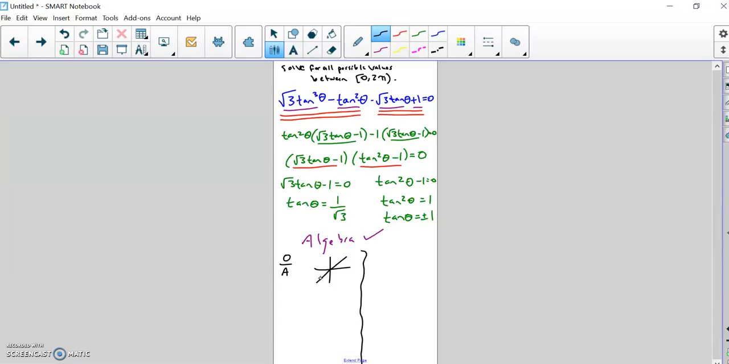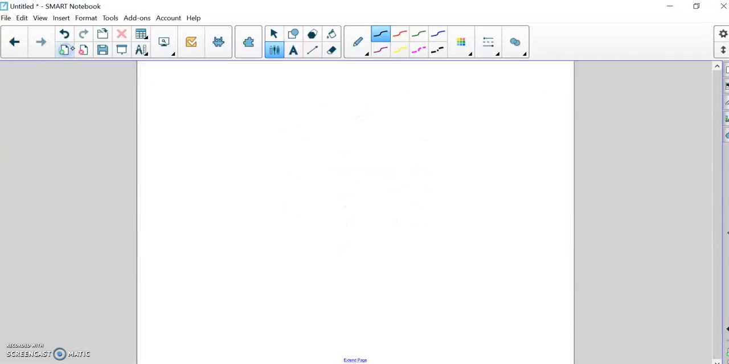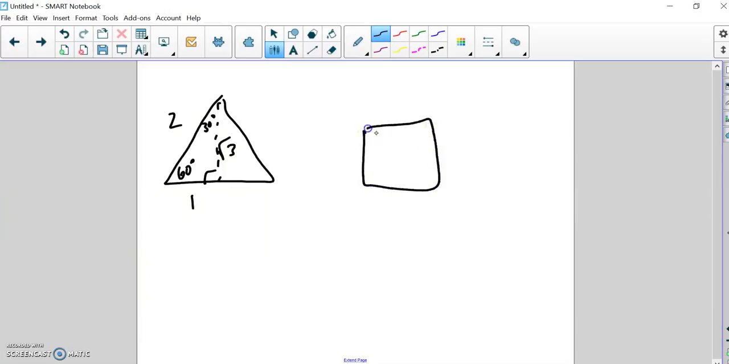Okay, so my goal is now to figure out what are these little reference angles right here. Okay, and again, we've done this a bunch, but if you need to, draw them again. Here's a 30, 60, 90 triangle. Okay, and here is a 45, 45, 90 triangle.